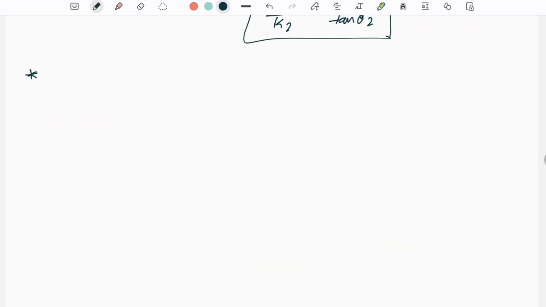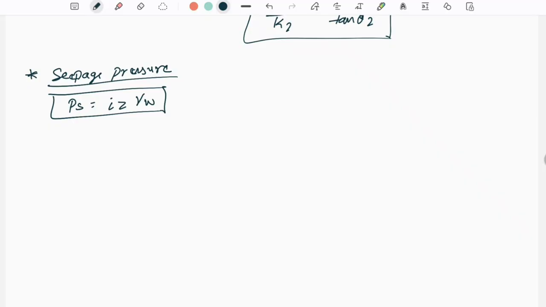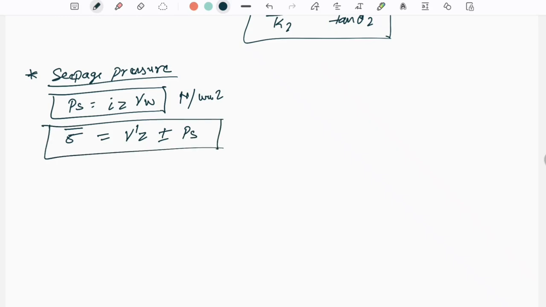Next is seepage pressure. Seepage pressure PS is equal to I Z gamma W. It is in Newton per mm square. You can also write the effective stress sigma dash is equal to gamma dash Z plus or minus this seepage pressure.